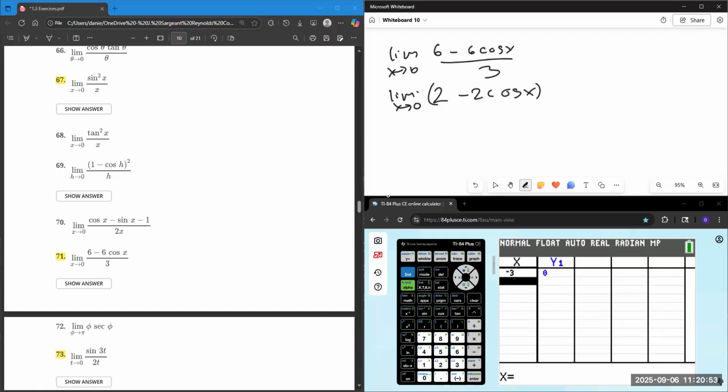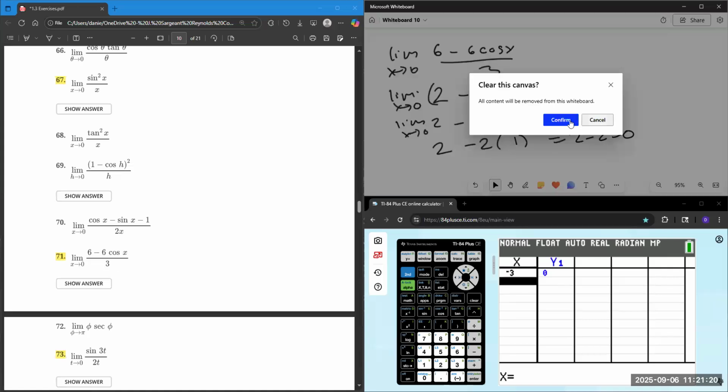And this is the limit as x goes to 0 of 2 minus 2 times the limit as x goes to 0 of cosine of x. So this doesn't change. That's a 2. 2 times, and then that's 1. So that's 2 minus 2. That will be 0. That problem would have been a little harder if it would have had an x in the denominator.